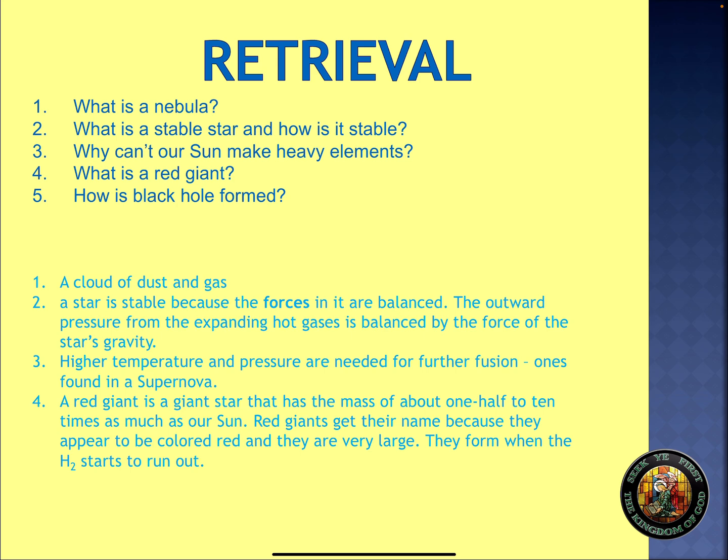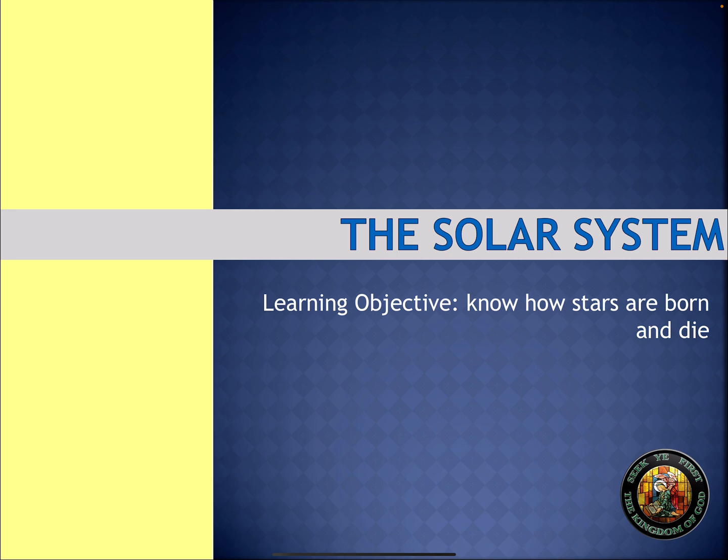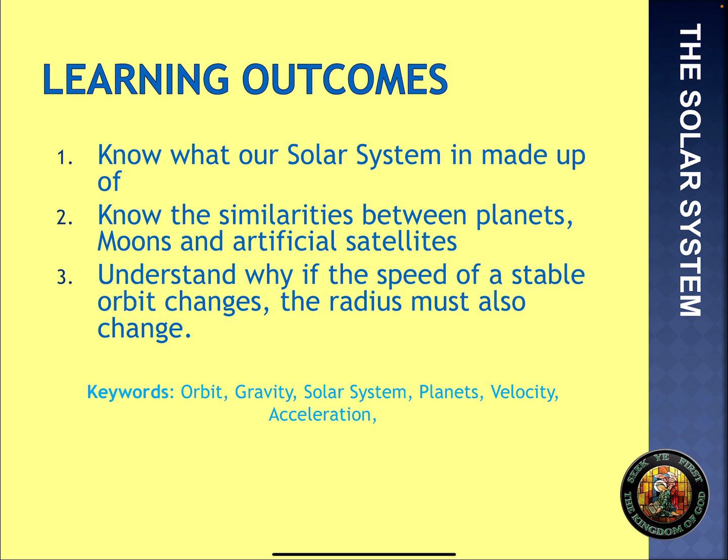And number 5, how is a black hole formed? It's when a supermassive star collapses. Okay, moving on. So, we are looking at the solar system, and that's our learning outcome.